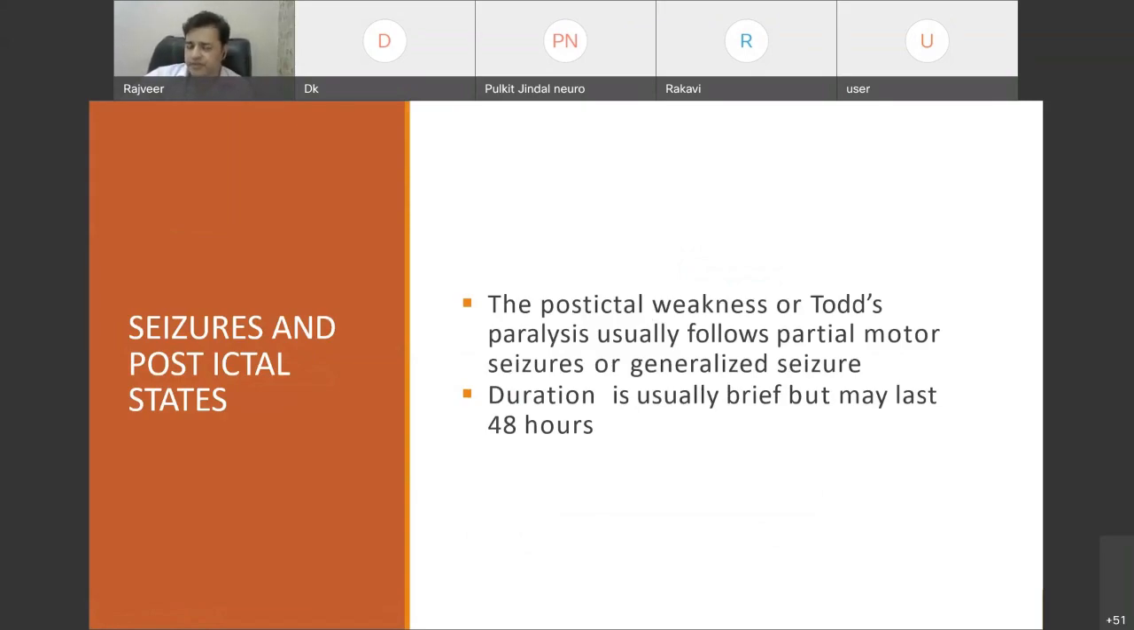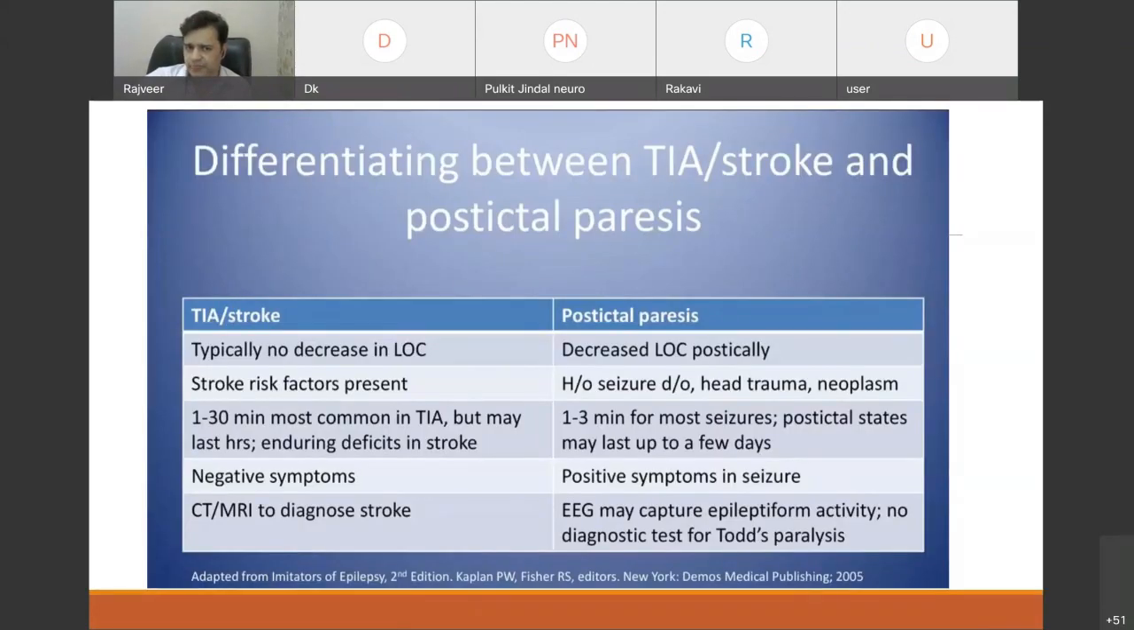Sometimes a patient may present with seizure, maybe a pure focal seizure like a motor seizure or a generalized seizure, followed by weakness of one part of the body, like hemiplegia. So this weakness usually lasts for hours or days, one to two days, maximum two days, and there is spontaneous recovery if we control the seizure properly. So how to differentiate between this post-ictal state and TIA or stroke?